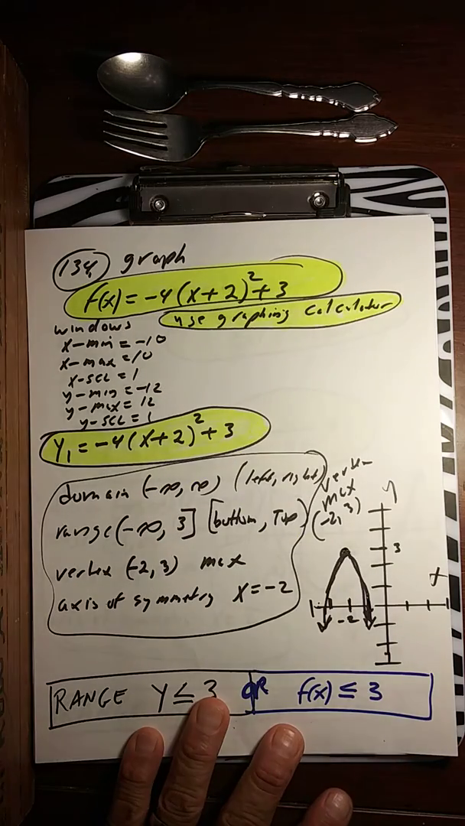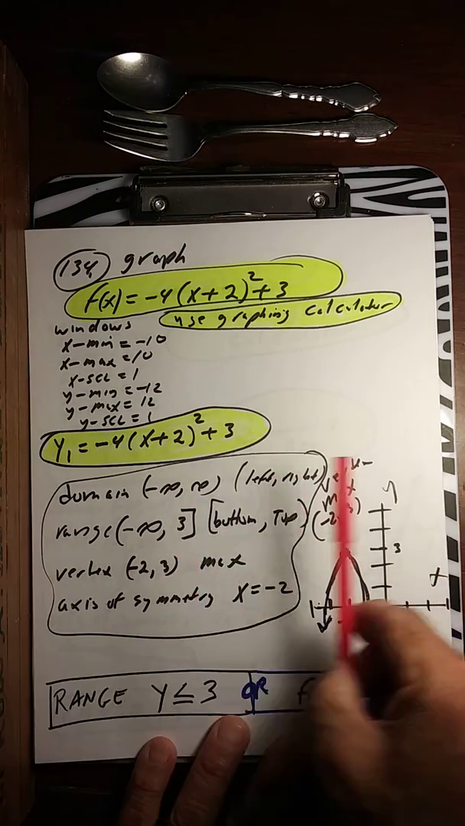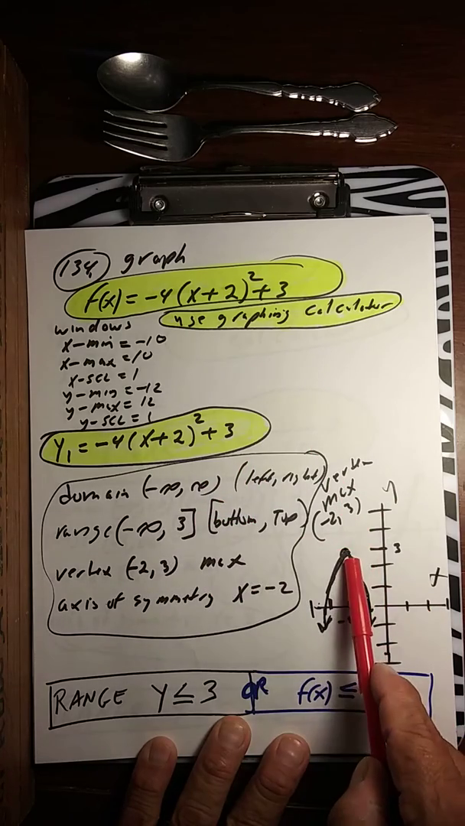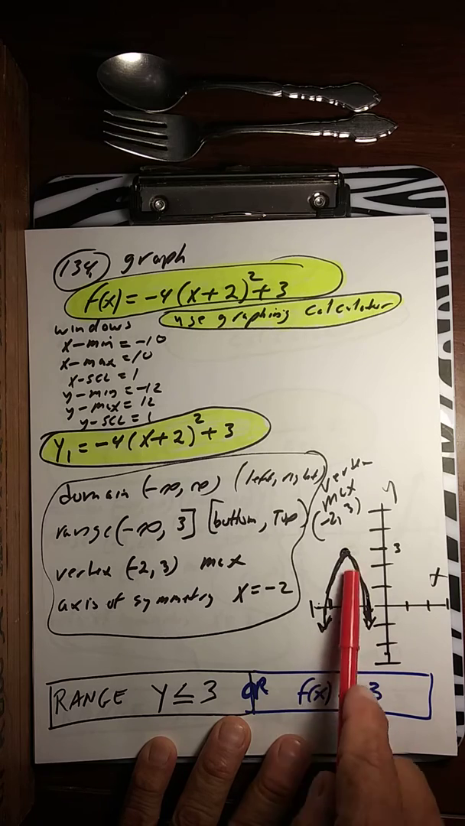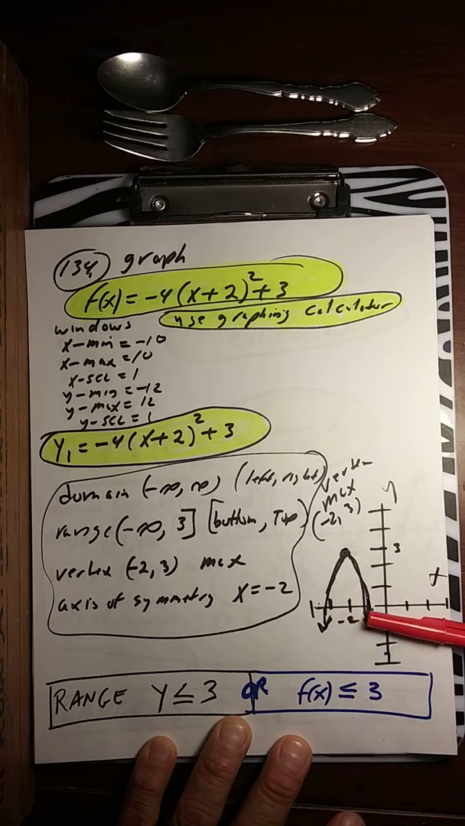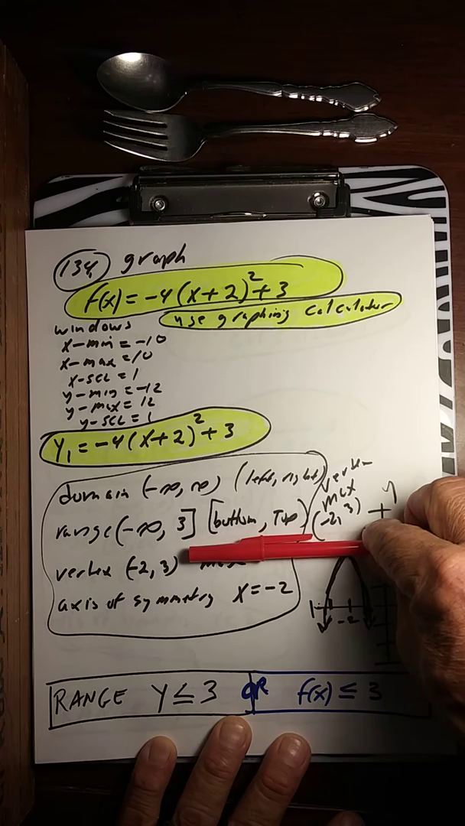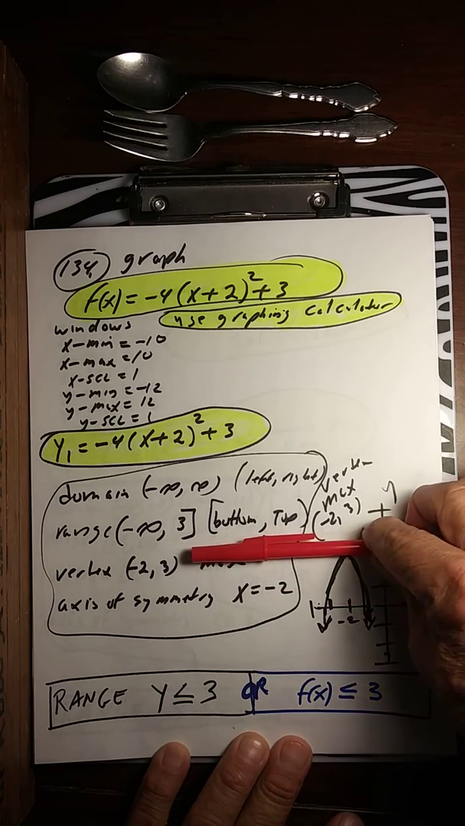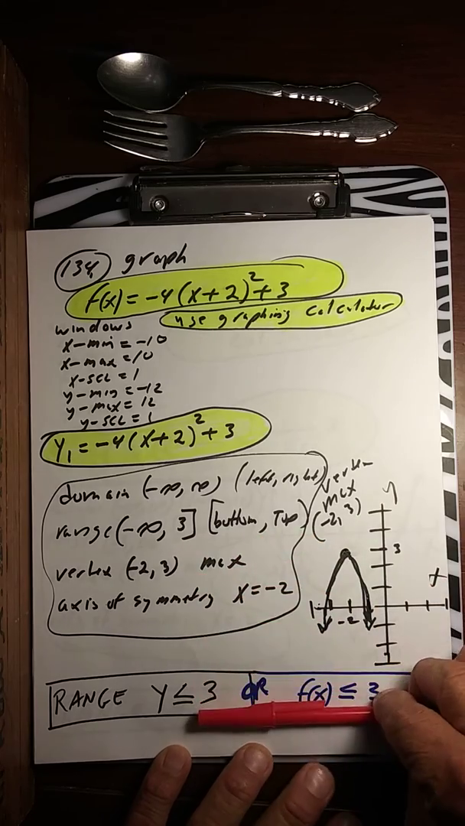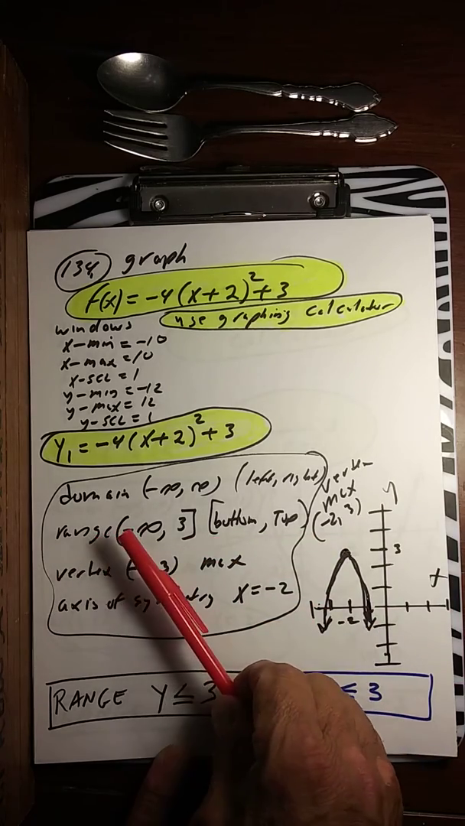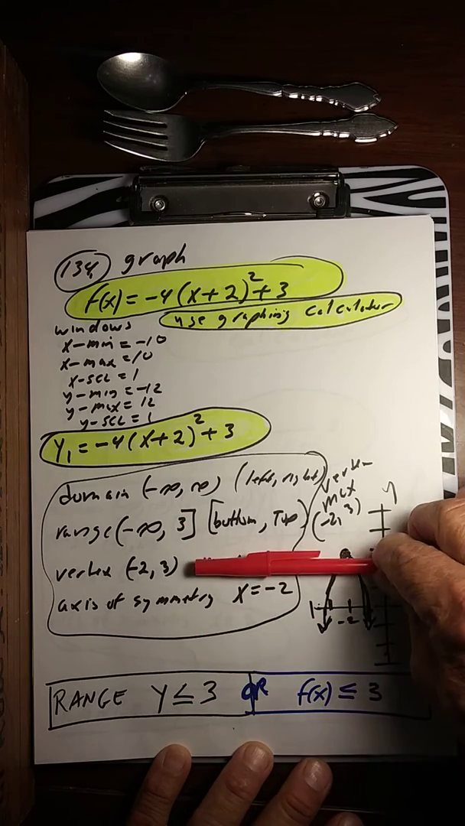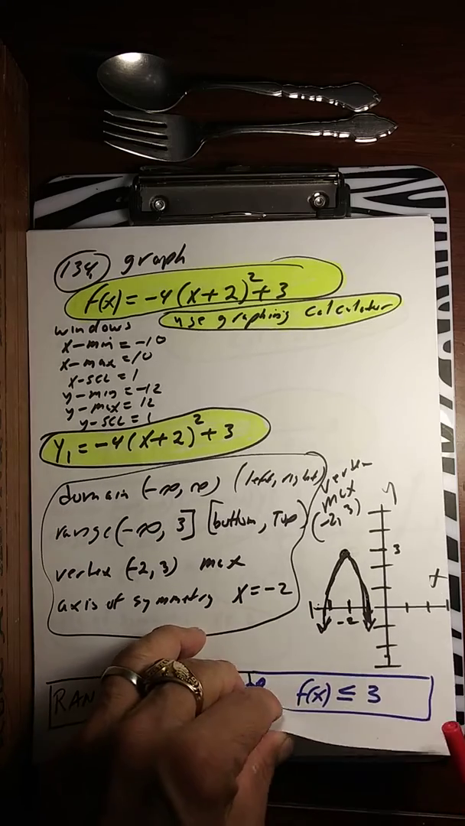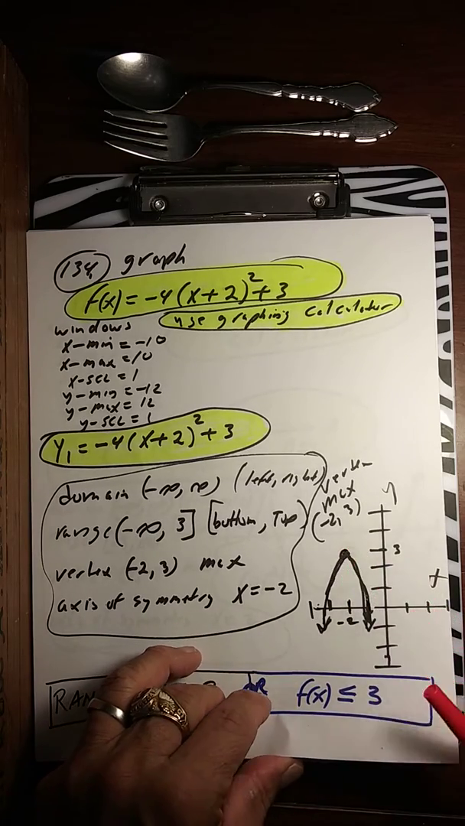So now what is the domain of this? Domain is all real numbers. And vertex is -2 and 3. Axis of symmetry is -2. So now, at -2 up 3, so this graph goes from where? From 3 to -infinity. Or f of x is from where? From -infinity to 3, or less than or equal to 3, or f of x is less than or equal to 3. And it's a max right there.